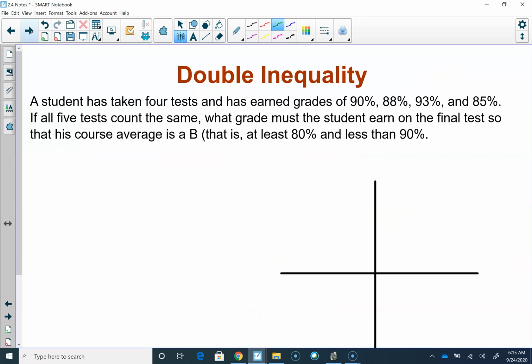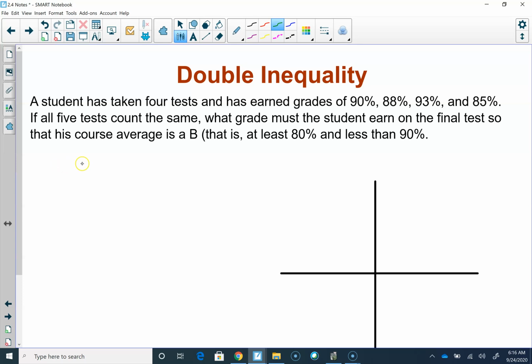Double inequalities. So a student has taken 4 tests and has earned these grades, and we've done something like this before, but we're going to do this graphically. If all 5 tests count the same, what grade must be earned on the final test so that the course is an average of a B?